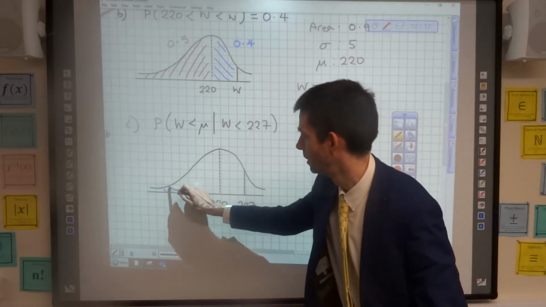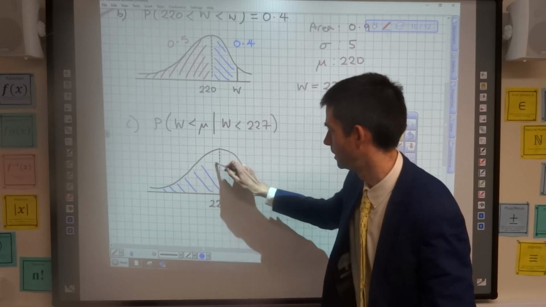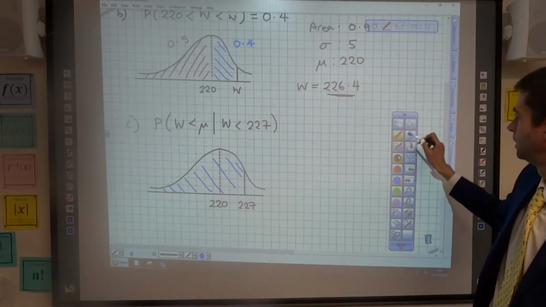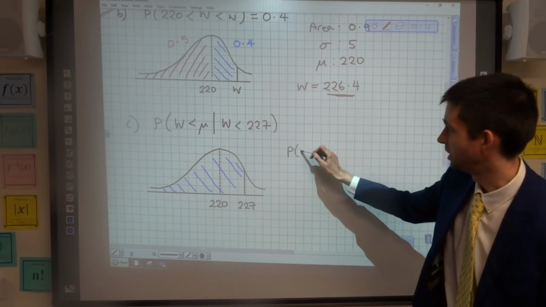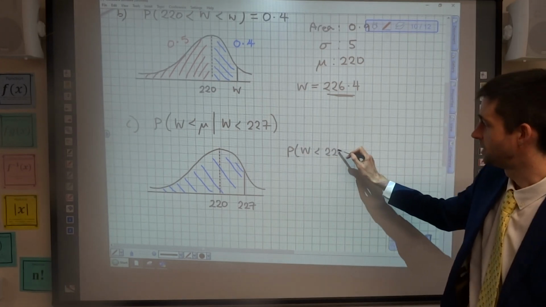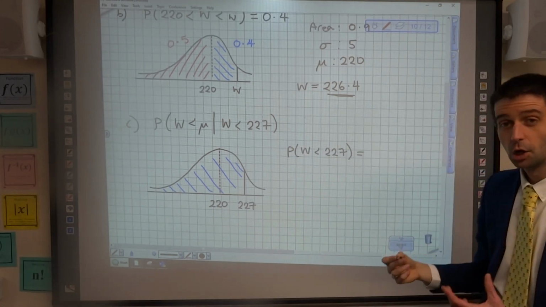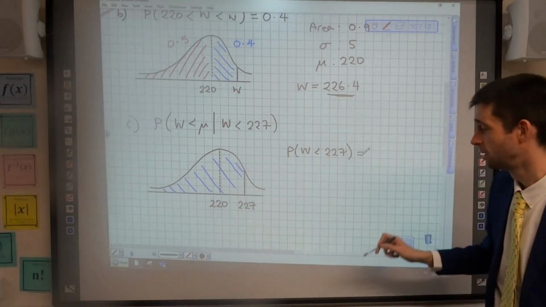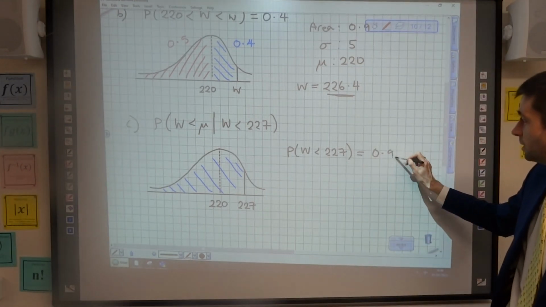I know that this area here, to the left, there's the probability that W is less than 227. And I already know that from part A of the question, was 0.9192.